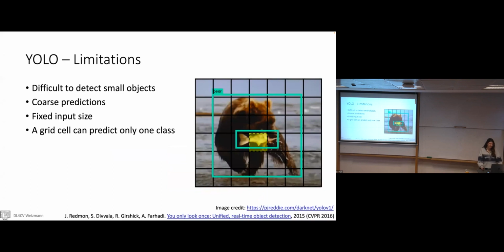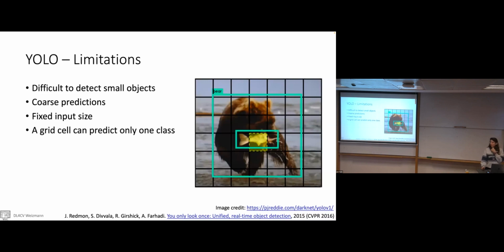The last thing that was mentioned a bit before is that for each grid cell you predict 2 bounding boxes, but you only predict 1 set of class probabilities. That is why, even if in 1 grid cell you have 2 objects, as we see here, you can only predict 1 class. This is also a major limitation that we maybe want to eliminate.